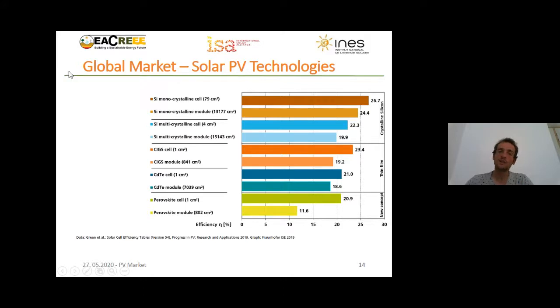Now to finish on this solar global market analysis, we can have a look at what are the main PV technologies that are used in the world. You actually have 3 generations of technologies. The first generation is what we call crystalline silicon technologies. You have monocrystalline and multicrystalline, and these account for about 95% of the global market. So most of the global solar market today is driven by crystalline silicon cells.